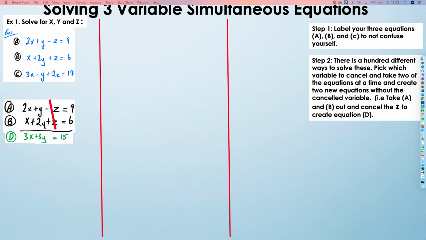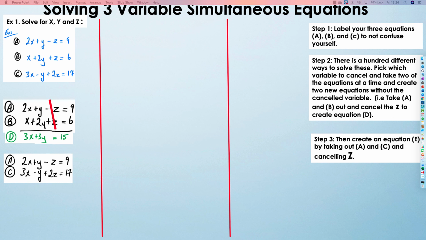Now, it's up to you what you picked. You pick B and you pick C and I must cancel the z's again. You must cancel the z's again, that's question 14. So you take out B and C, x plus 2y, 2x plus y, sorry, I took out A and C. 2x plus y minus z is equal to 9, 3x minus y plus 2z is equal to 17.